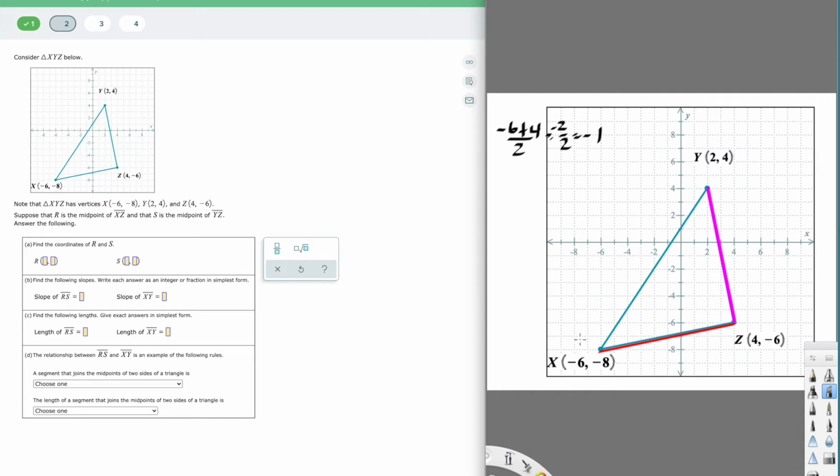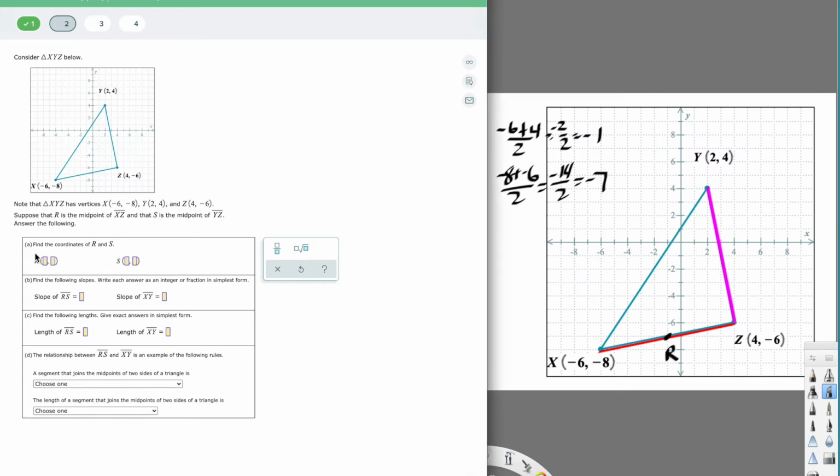And then I'm going to go -8 plus -6 over 2, that's going to give me -14 over 2, which is -7. So I'm going to go -1, -7 right there, and this is the point R. So -1, I put this in, -1, -1, why is 1 not typing? There we go. And -7. Alright, so now we're going to do the same thing for S.